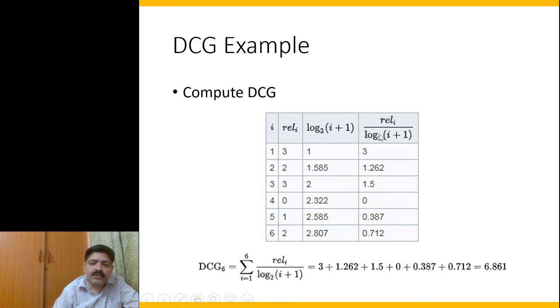Okay, so let's compute rel I over log of I plus 1, and then these are the scores I get. So what I simply do is take a sum of these, and when I take a sum of these, I get a score of 6.861, and that is my discounted cumulative gain. So what's happening over here?